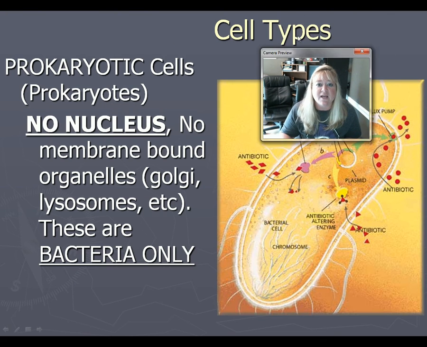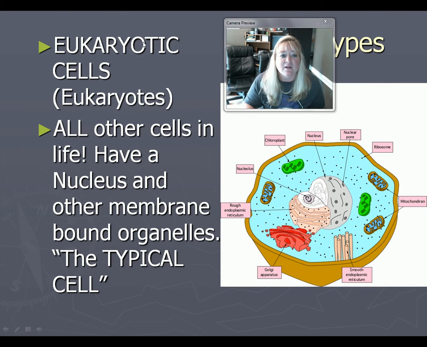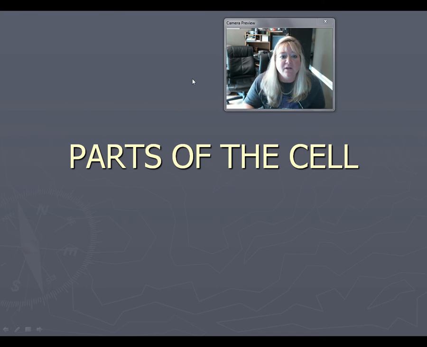We looked at cell types. Prokaryotes, before a nucleus, so no nucleus, bacteria only, very, very small, and eukaryotic cell types. This is your typical cell. All other cells in life are going to be eukaryotic, true nucleus, and other membrane-bound organelles, and quite a bit larger. Now we want to go through parts of the cell.